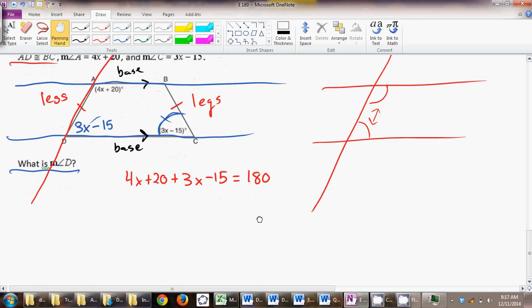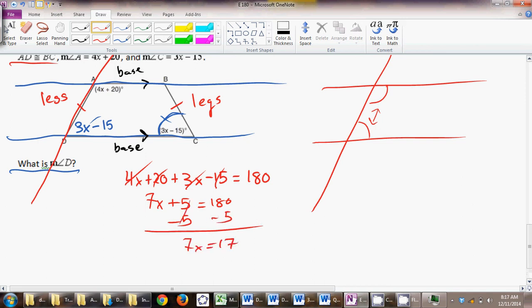Well, I'm going to solve for x. I'm going to combine my terms. 4x and 3x is 7x. 20 minus 15 is 5. That equals 180. Subtract 5 from both sides. 7x equals 175. Divide both sides by 7. x equals, and I'm going to turn to my handy-dandy calculator. It's got to be something that ends in a 0 or a 5. 175 divided by 7. 25. Alright. So x is 25.